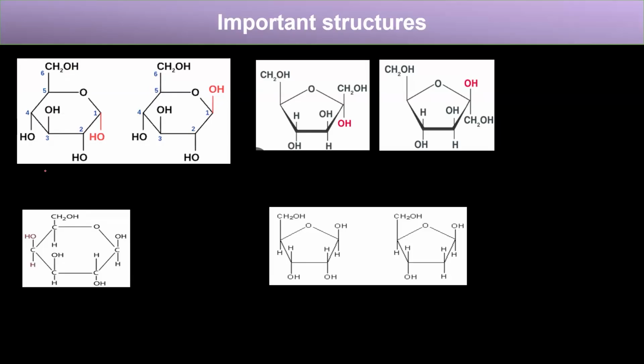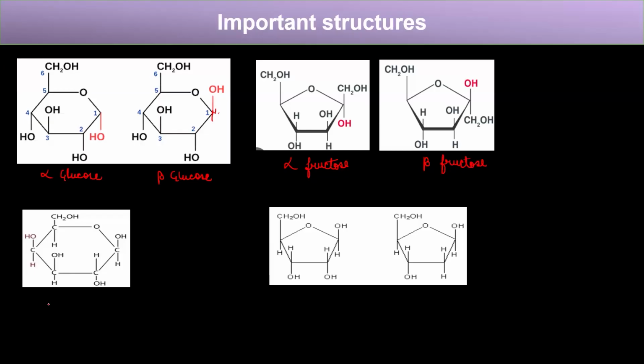The first one has OH below, so it's alpha glucose. I'm skipping writing D, so it should be already understood. So it's alpha glucose, and the second structure, since OH is above, is beta glucose, right? Here the structure is also 6 carbon, but it has a furan ring, so it is fructose. Since OH is downward, it will be alpha fructose, and this one with OH above will be beta fructose.